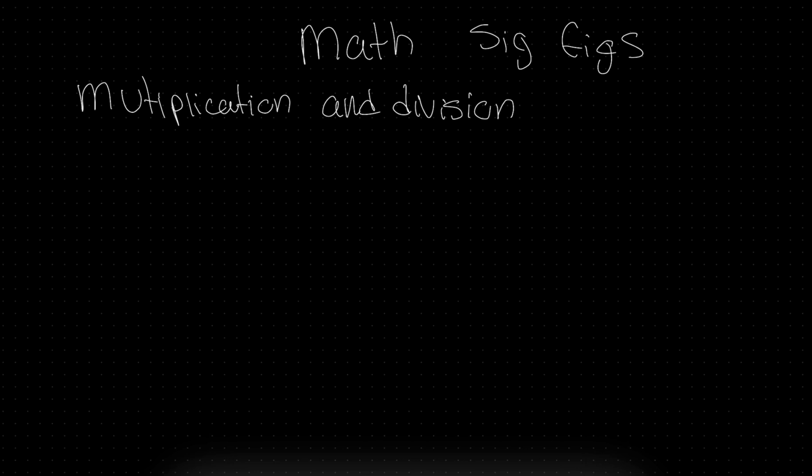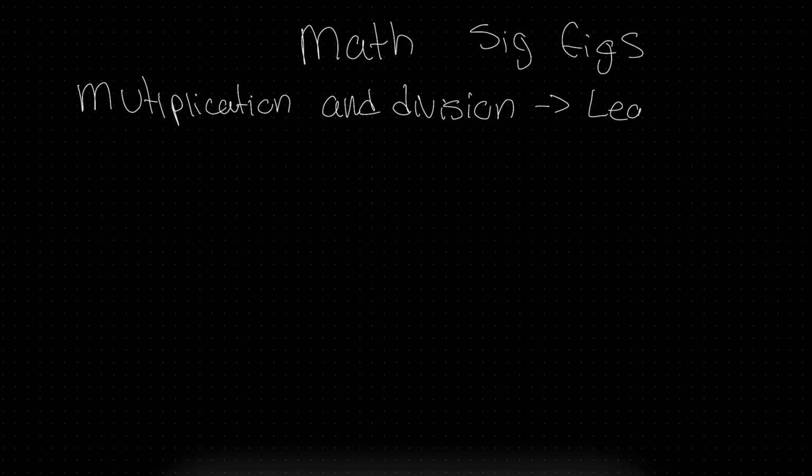Now let's do math with sig figs. Let's start off with multiplication and division. When you multiply and divide, you take the number with the least amount of sig figs in the original problem, and that's how many sig figs your solution would have.